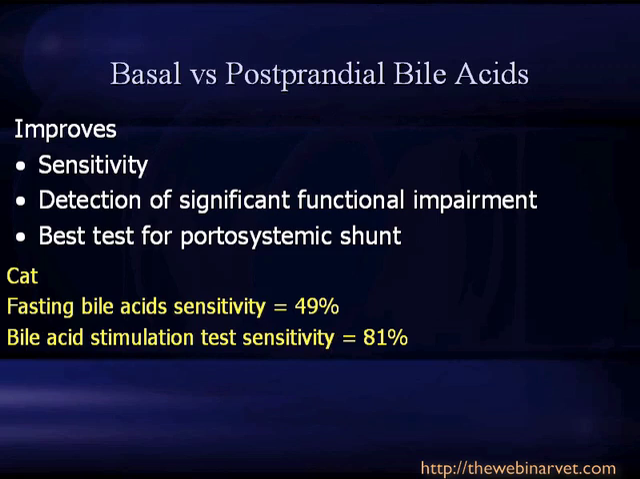So as we've mentioned, using the postprandial bile acids, where we've actually stimulated that system and forced the release of bile, hopefully increases the sensitivity of detection of significant functional impairment. It's definitely the test we have to use for a shunt, and particularly be aware of that in cats, because in cats with shunts, basal bile acids sensitivity was only 49%. You needed the stimulation test in order to pick up the majority of the shunts.